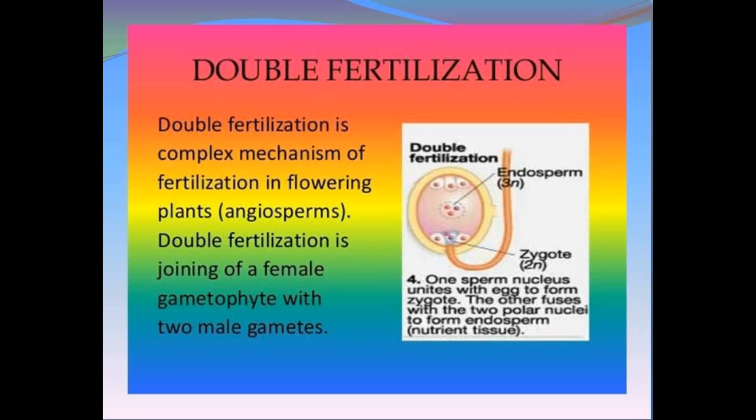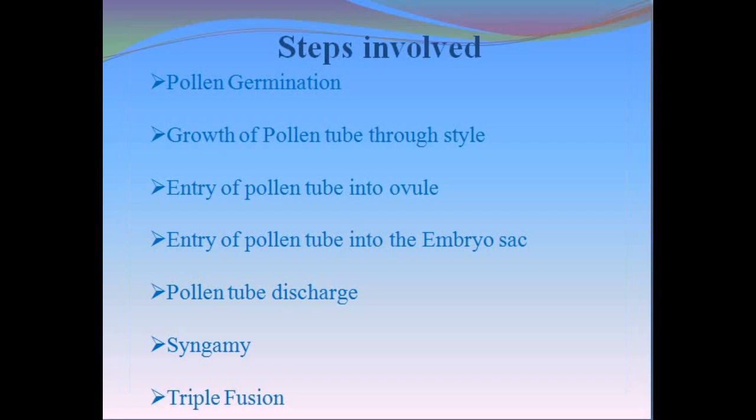In this diagram, we can observe the process of double fertilization where, after the liberation of sperm through the pollen tube, one of the sperm enters into the embryo sac and fuses with the egg nucleus to form a diploid zygote, and another sperm fuses with the two polar nuclei to form the triploid primary endosperm nucleus.